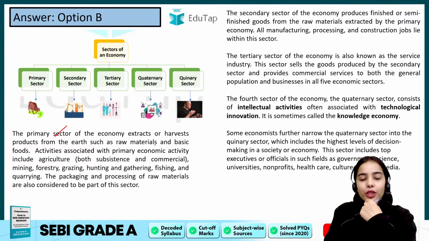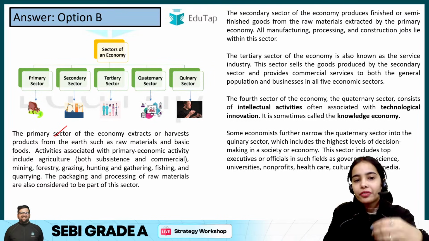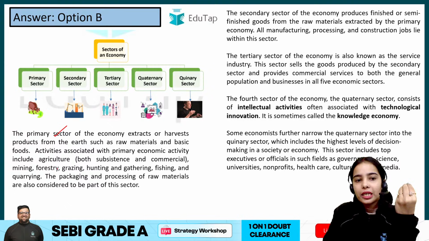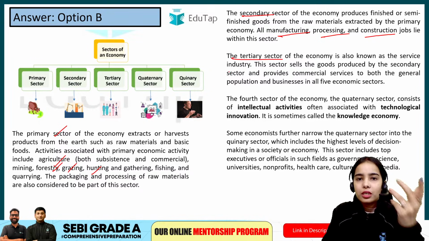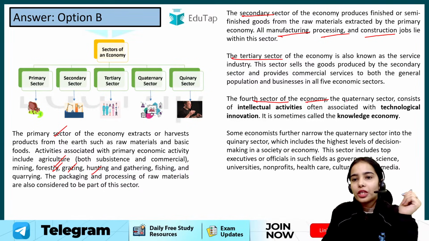The primary sector includes all the activities that are related to natural resources like agriculture, forestry, grazing, hunting, gathering, fishing and such. Secondary sector includes manufacturing, processing, construction. Tertiary sector includes all the traditional services. Then the fourth sector of the economy is the quaternary sector, that includes intellectual activities, innovation, research and development.